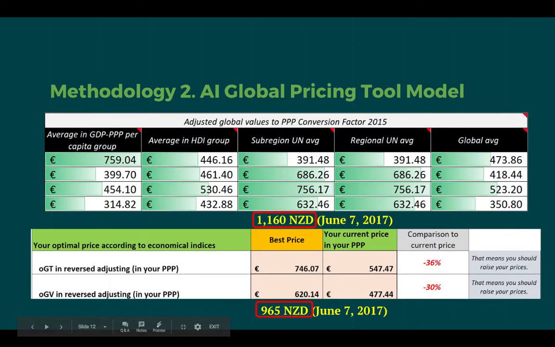So learning from this model, the conclusion was that the best price for OGV would be $965 New Zealand dollars. For OGT it is $1,160. This is the second model.